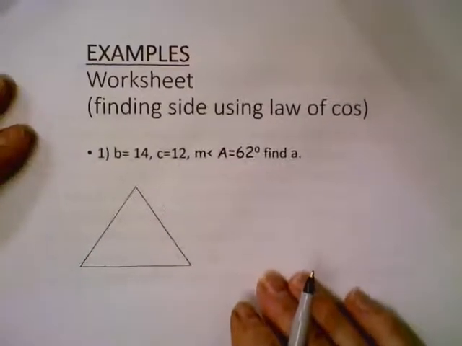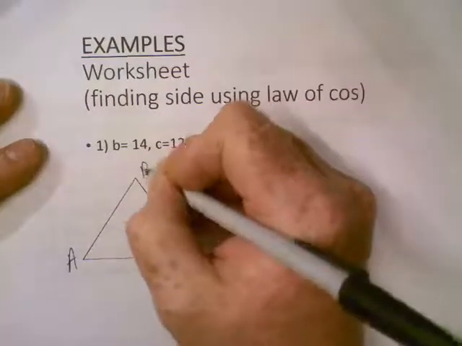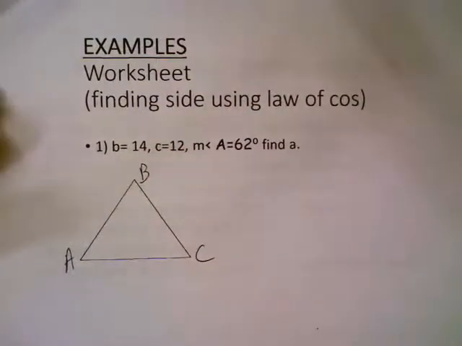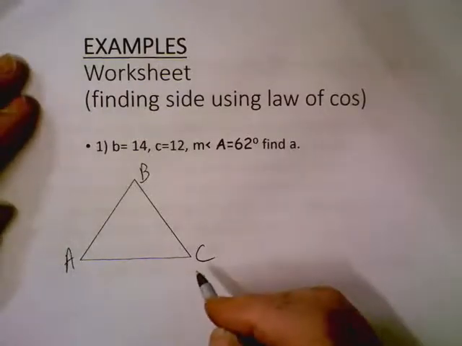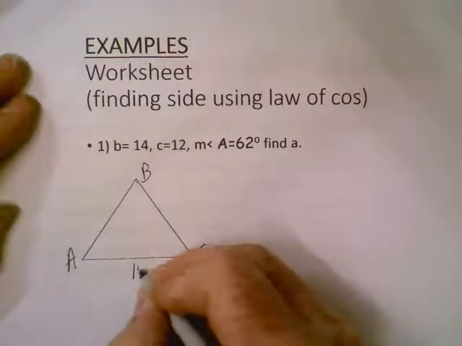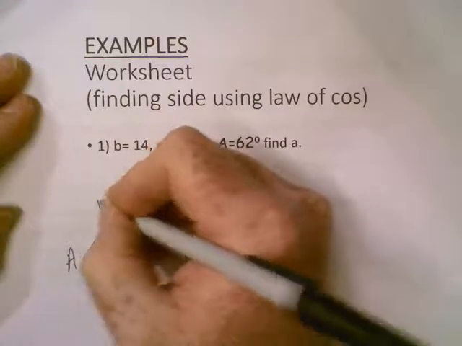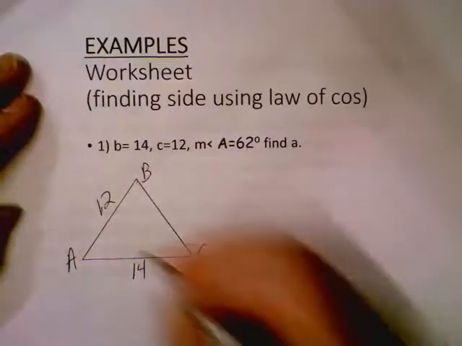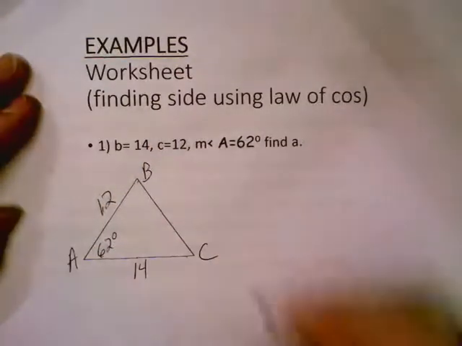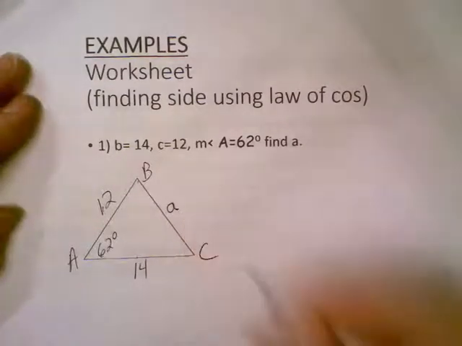So we'll do one of these. I'm just going to label it triangle ABC. Notice that my triangle just looks equilateral. Doesn't matter what the triangle looks like. We know little b, which is across from big B, is 14. So I'm going to put 14 right there. Little c is 12. Angle A is 62 degrees. We're trying to find little a, which would be across over here, that side right there.